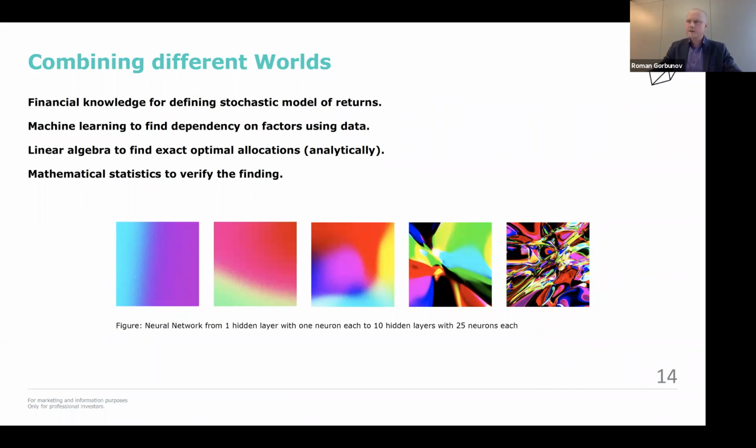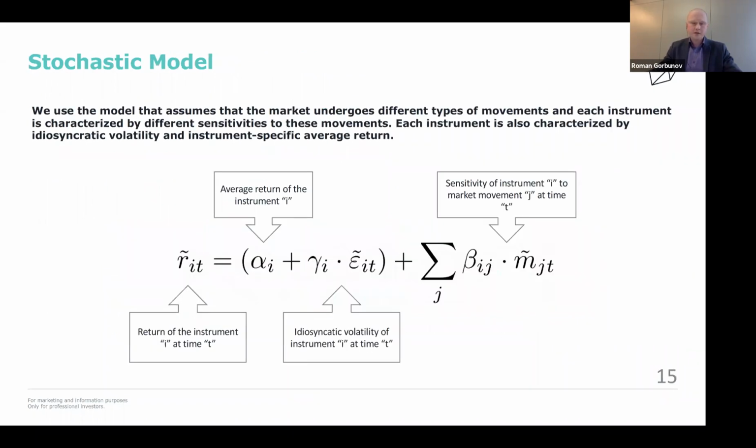On the next slide, I would like to present our stochastic model, which we define with the help of financial knowledge. With this formula, we represent how we model returns of stocks. So on the left, you see R, which is the return of a stock i at time moment t. And we model these returns with a formula containing two parts.